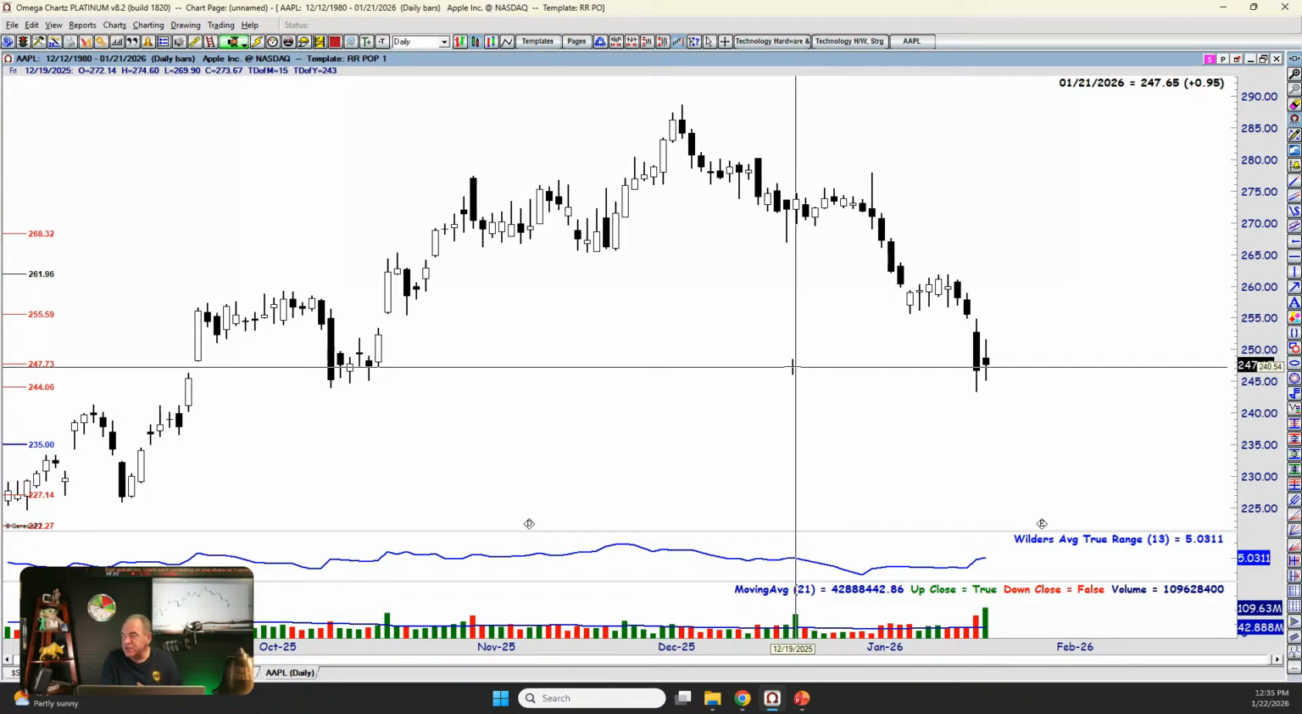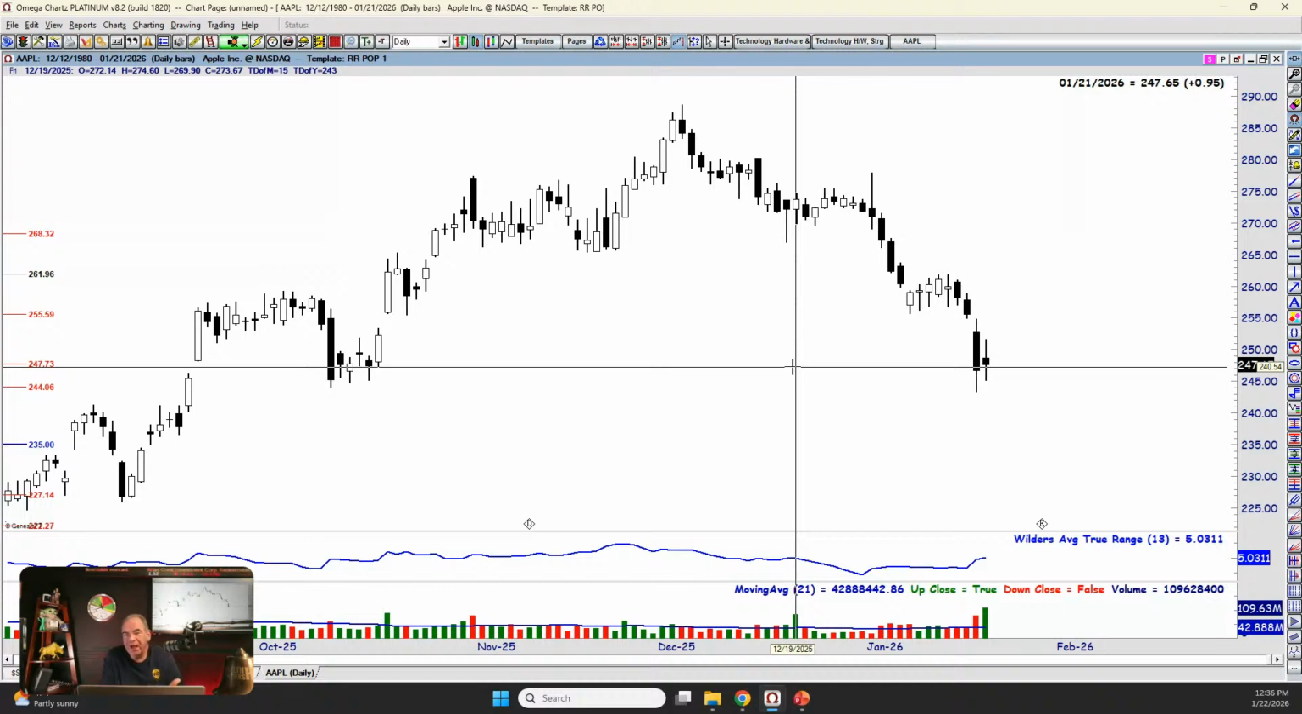In the middle is probably one of the most important components of what we do, and that is Wilder's average true range. Now, I use Wilder's instead of average true range. The difference is this: average true range is how much the stock moves intraday from high to low, and it basically works off of yesterday's prices. Wilder's takes into account today's open. Some will differ. There's a difference of opinions.